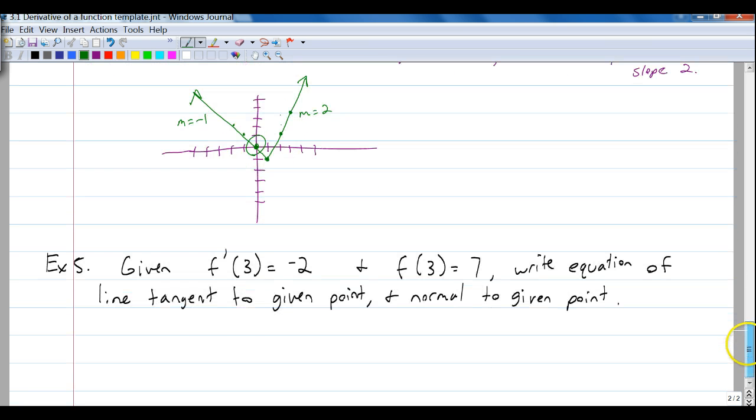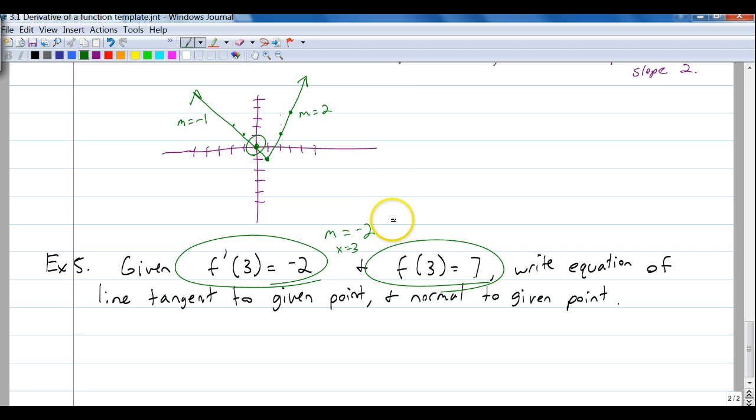Alright, last thing, this is very quick and easy. Given that f prime of 3 is equal to -2, and f of 3 is 7, write the equation of a line tangent and normal at the given point. Well, you have to just decipher this. This is one of the easiest problems. It looks confusing, but it's not. This is telling me the slope is equal to -2 when x is equal to 3. And when x is equal to 3, it also tells us that y is 7. So we have a slope of -2, and we have a point of 3, 7.